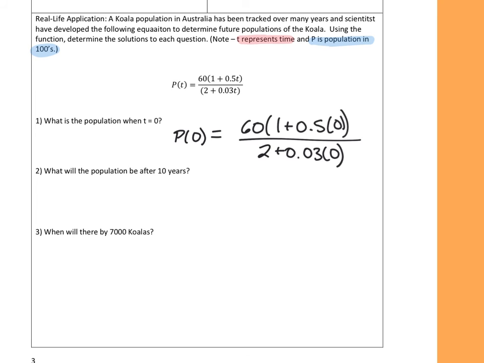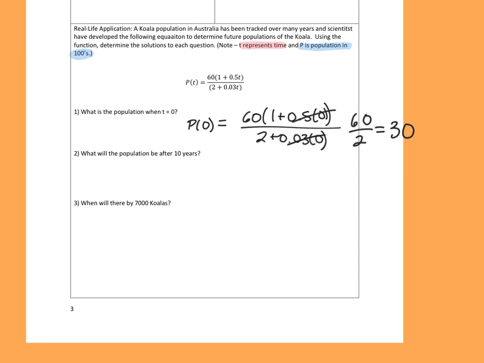Okay. We simplify this. The first option is just to type the numerator into the calculator, get the answer, type the denominator into the calculator, get your answer, and divide them. That's what I'd do regardless. Even if you do it in your head, you should check your work. But what you should get on this, these just become 0. It should just be 60 divided by 2, which is 30. But that's population. So are there 30 koalas, or are there 3,000 koalas?